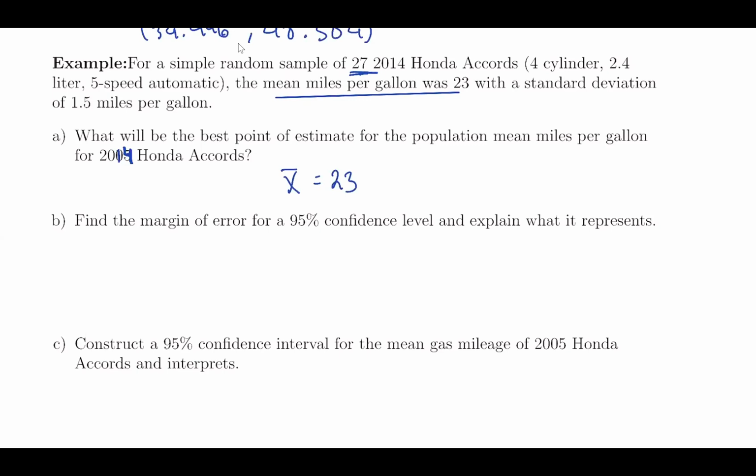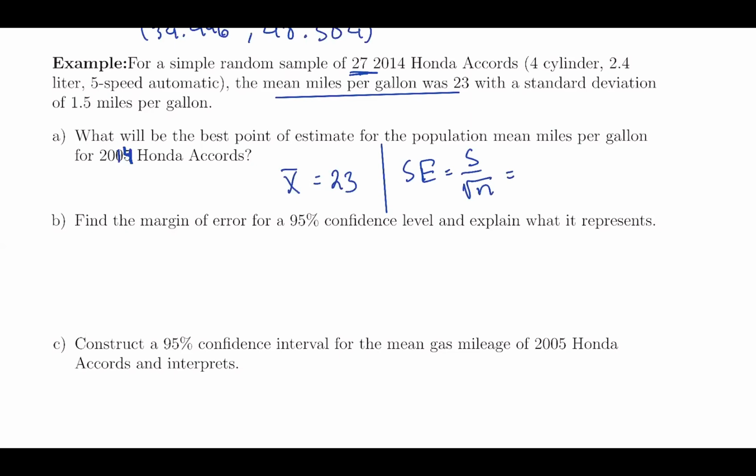Any question in regard to that? All right, no question. So let's do part B. Part B says find the margin of error for a 95% confidence level and explain what it represents. Once again, we're going to find the margin of error. To find the margin of error, we first have to find the standard error. To find standard error, we do S divided by square root of N.